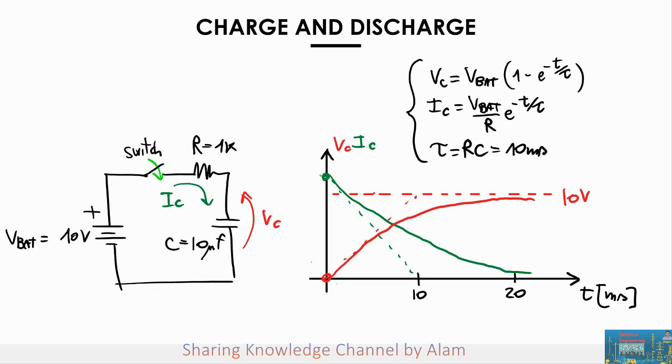In order to draw an exponential function correctly, you need to know 3 important parameters. The first is the initial value of the exponential. The second is the final value. And the third is the time constant.